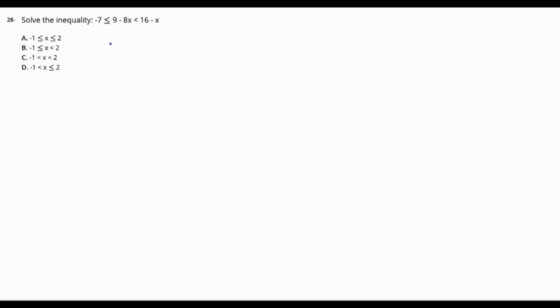28 says, solve the inequality minus 7 is less than or equal to 9 minus 8x, which is less than 16 minus x. So if we have a situation like this, the best thing is to split this into 2 inequalities. So the first one is going to be this, that's minus 7 less than or equal to 9 minus 8x. And the second one is going to be this, which is 9 minus 8x is less than 16 minus x. So let's solve them differently and then we'll join our answers together later to get whatever we have here.